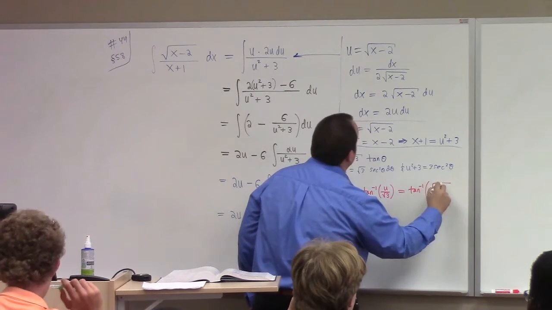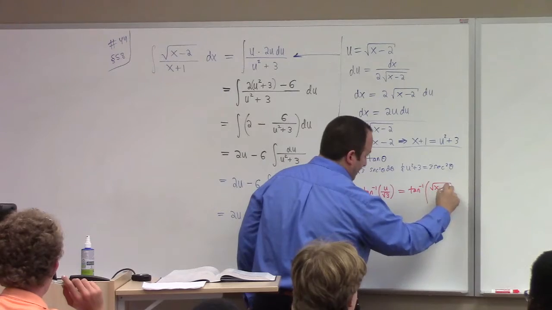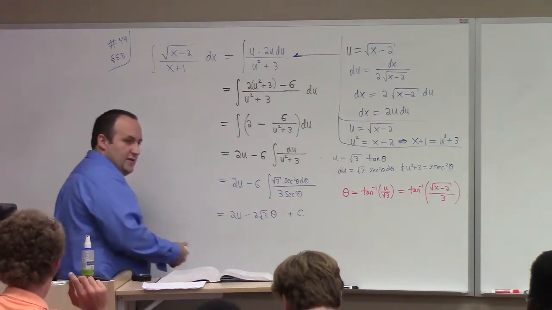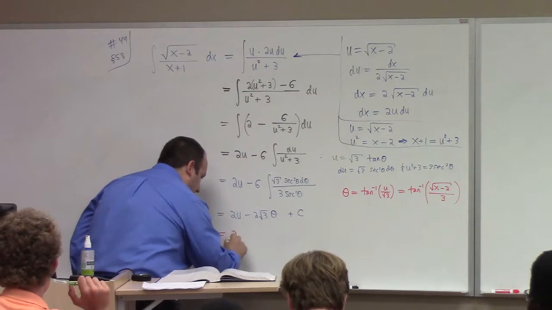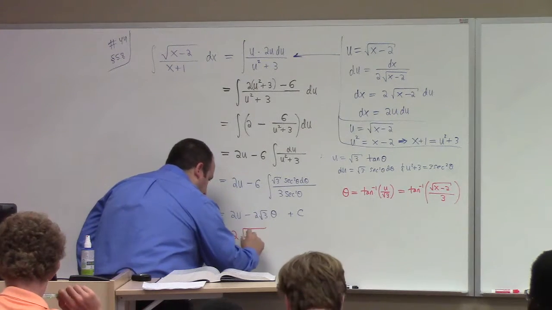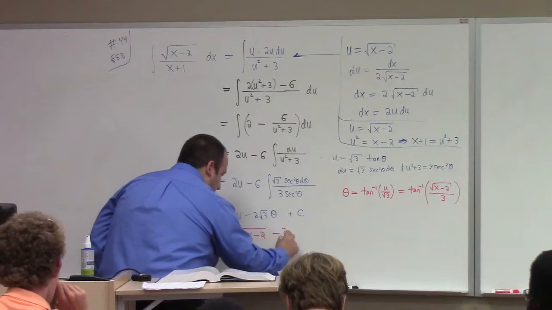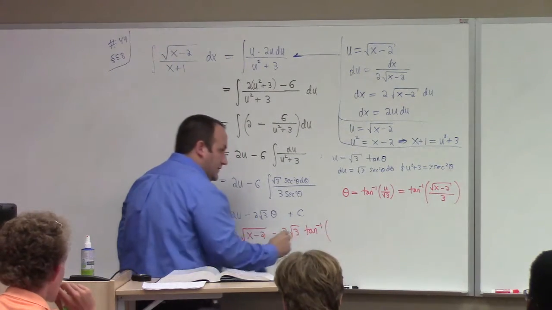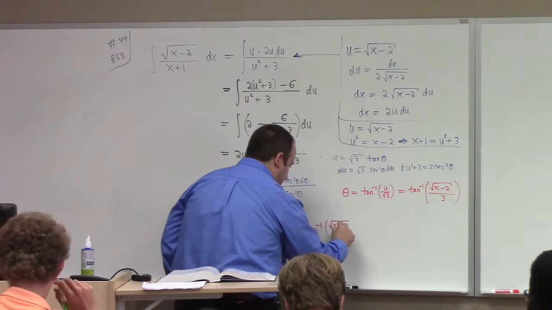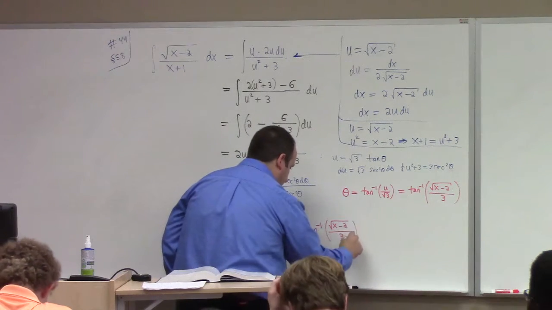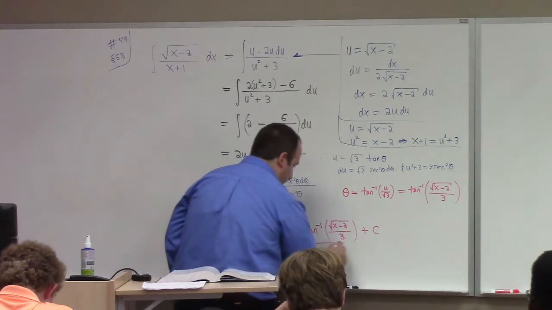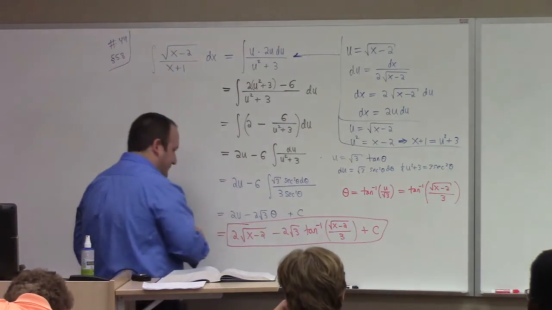Square root of x minus 2, right? Divided by 3. Okay, so let's put all the pieces together. What's the answer here? 2 times the square root of x minus 2 minus 2 root 3 inverse tangent of square root of x minus 2 over 3. Of course, plus a constant. Don't forget a constant. Wouldn't want to do that. Wouldn't be prudent. There we go.